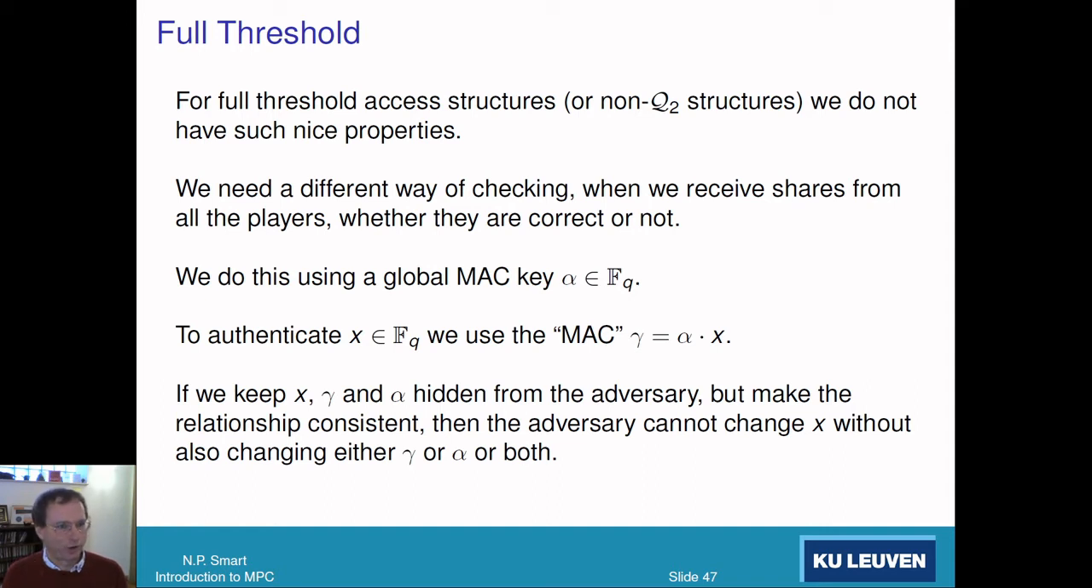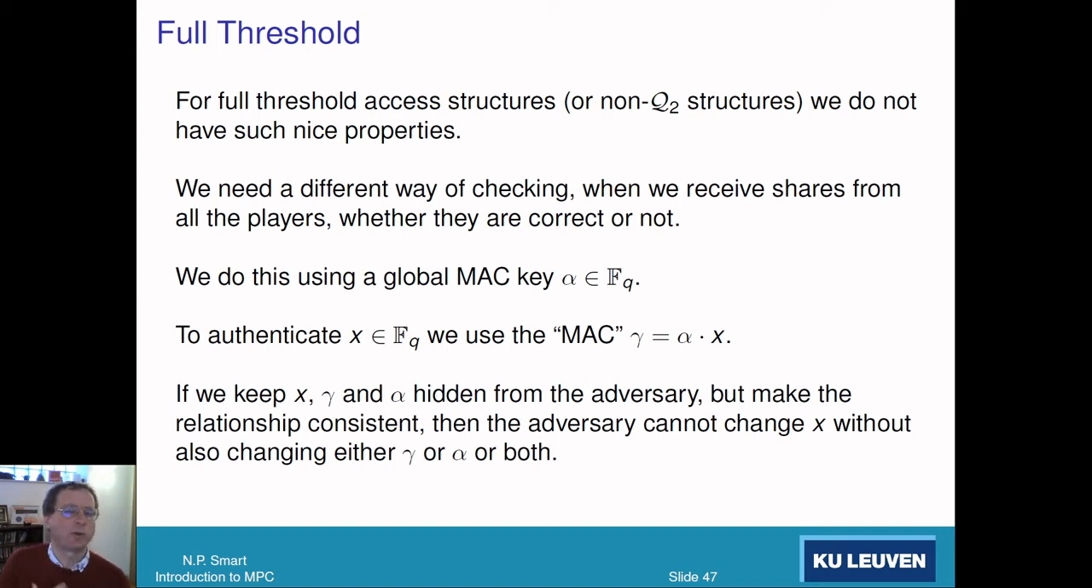So that's Q2 access structures. What happens with full threshold, which is the really interesting case, because full threshold allows us to do two-party computation? Okay, so we don't have such nice properties. We don't have this Q2 property to do checking. Remember, Q2 allowed us to do error detection. So we need a different way of checking.